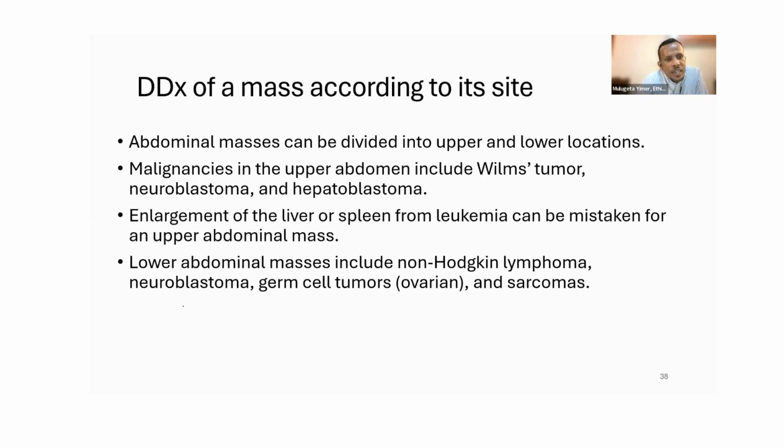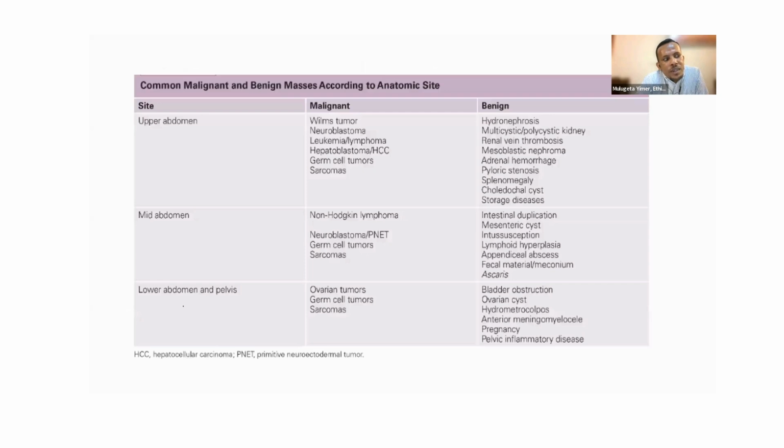So the differential diagnosis depends on the site. If you see this slide from Pizzo and Poplack's Pediatric Oncology textbook, you can see site is very important in listing the differential diagnosis. Whether it's located in the upper abdomen, mid abdomen, or lower part of the abdomen, your differential diagnosis is very variable. So how do we ensure the diagnosis?